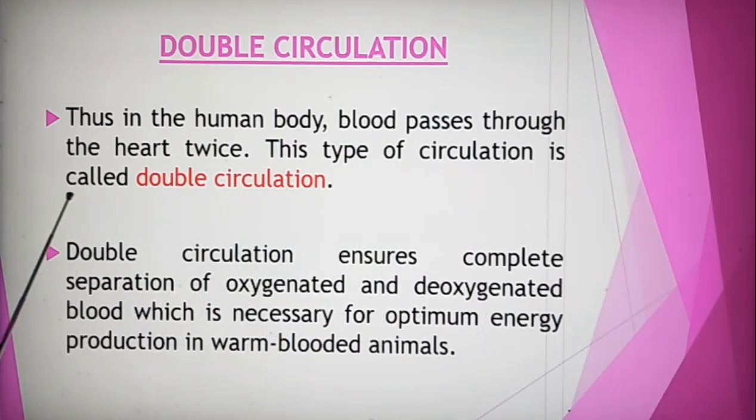And what's the benefit or what's the need of double circulation in human beings? Another important question. Double circulation ensures complete separation of oxygenated and deoxygenated blood, which is necessary for optimum energy production in warm-blooded animals. You know what is meant by warm-blooded animals? Yes. Warm-blooded animals are organisms whose body temperature does not change with the external temperature. We human beings are mammals, and apes, they come under which group? Warm-blooded animals. So in the case of warm-blooded animals, our energy need is more.